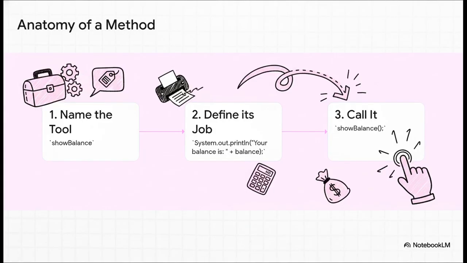It's really straightforward. First, you give your new tool a clear name, like show balance. Next, you define exactly what its job is, in this case to print the account balance on the screen. And finally, whenever you want that job done, you just call the tool by its name. It's all about being efficient and organized.